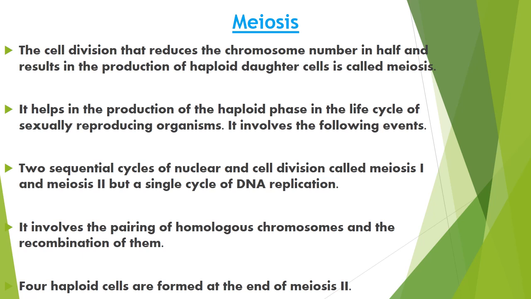It involves the following events: two sequential cycles of nuclear and cell division, called meiosis 1 and meiosis 2, but a single cycle of DNA replication.